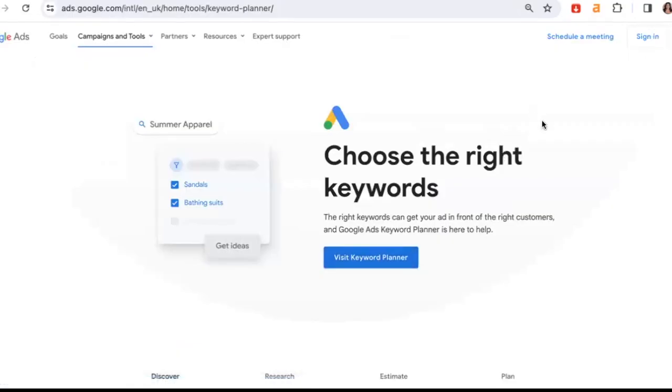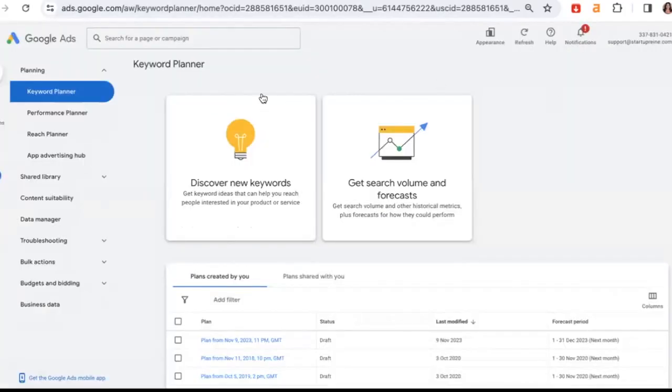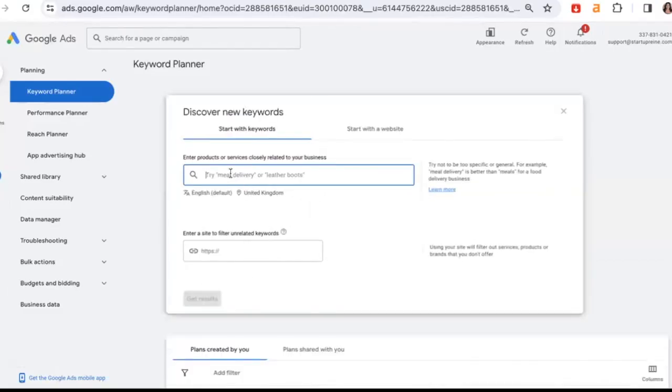Now, if you already have a Gmail account, it's going to take you to this page. But if you don't already have a Gmail account, it's going to prompt you to register for an account. I'm currently logged into my Gmail account, so I'm just going to go to visit keyword planner. Okay, awesome. The first thing you want to do is click on this discover new keyword section here, and then type in the keywords.